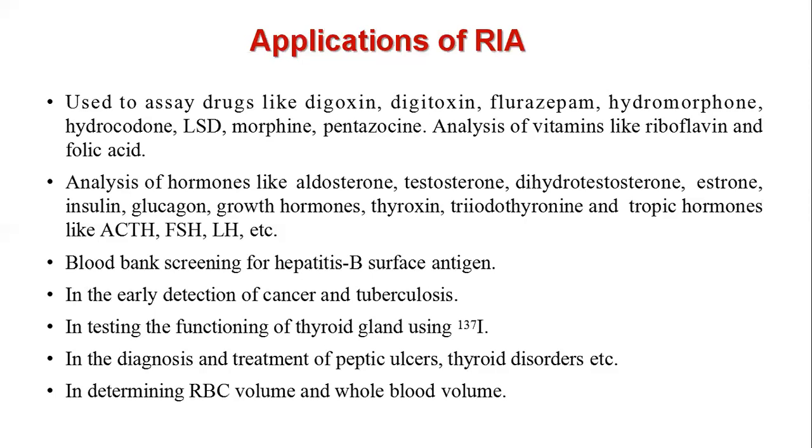For early detection of cancer and tuberculosis, this method can be used if we can identify a particular antigen. In testing the functioning of the thyroid gland, using iodine 137 as contrast. In the diagnosis and treatment of peptic ulcer and thyroid disorder, this test is very handy. It is also useful in determining RBC volume and whole blood volume.